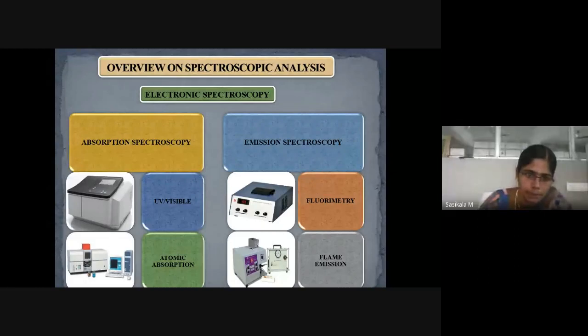That is called UV visible spectroscopy. And what does atomic absorption mean? The absorption occurs at the atomic level. Single atoms, mostly heavy metals and alkali metals, will absorb the radiation at the atomic level. So under absorption spectroscopy itself, there are two types, molecular level and atomic level spectroscopy. An example of molecular level spectroscopy is UV visible, and atomic level spectroscopy is atomic absorption.